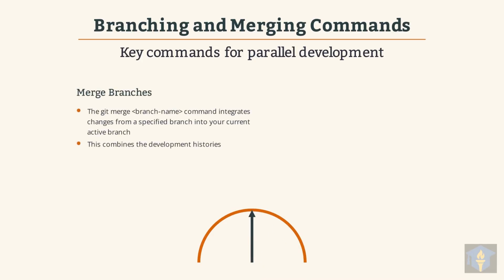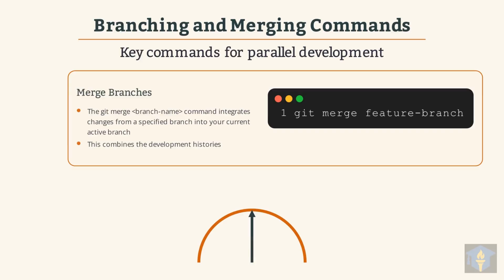After development on a branch is complete, the next crucial step is to merge its changes back into another branch. The git merge branch-name command integrates changes from a specified branch into your current active branch, combining their histories. To integrate your feature, simply run git merge feature-branch while on your main development branch.